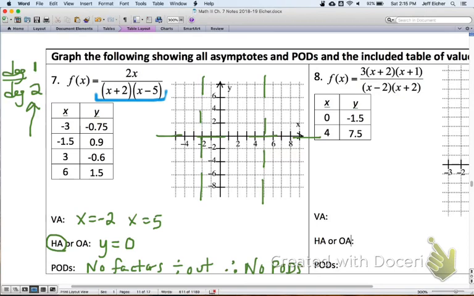So I guess just at this point, we'll use our points in the table. We have a -3, -0.7, somewhere like that. We have a -1.5, comma, 0.9. It's kind of up there-ish. We have 3, comma, -0.6, and we have 6, comma, 1.5. Oh. Uh-oh. I didn't realize that we were counting by 2's on that scale. Make sure that I did these right.